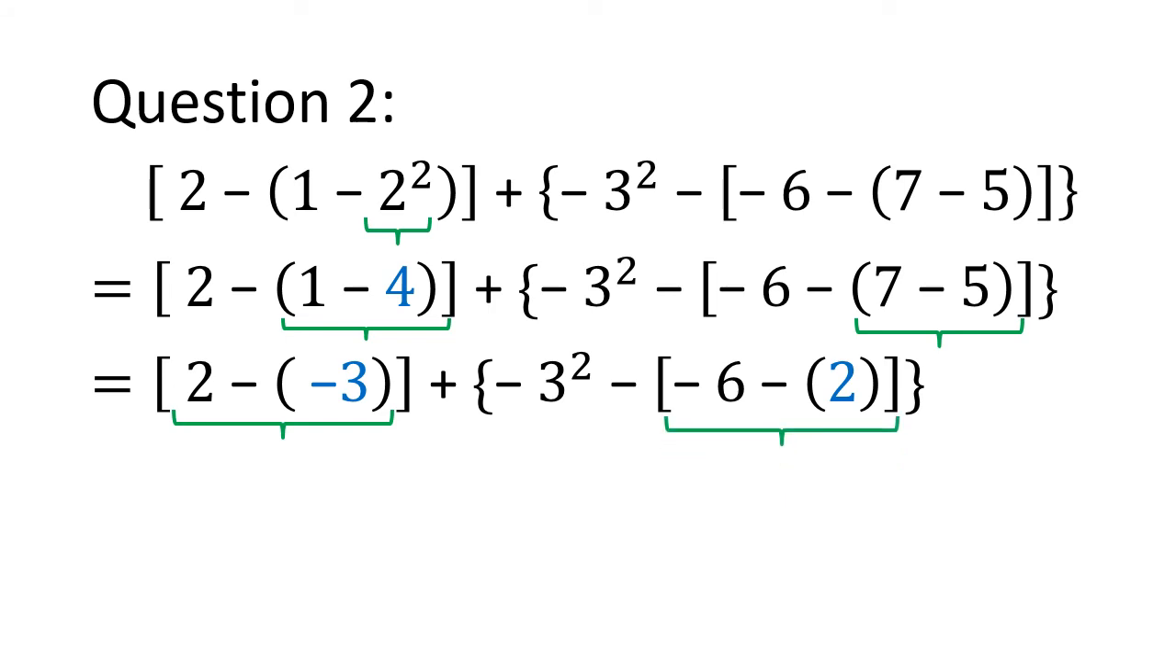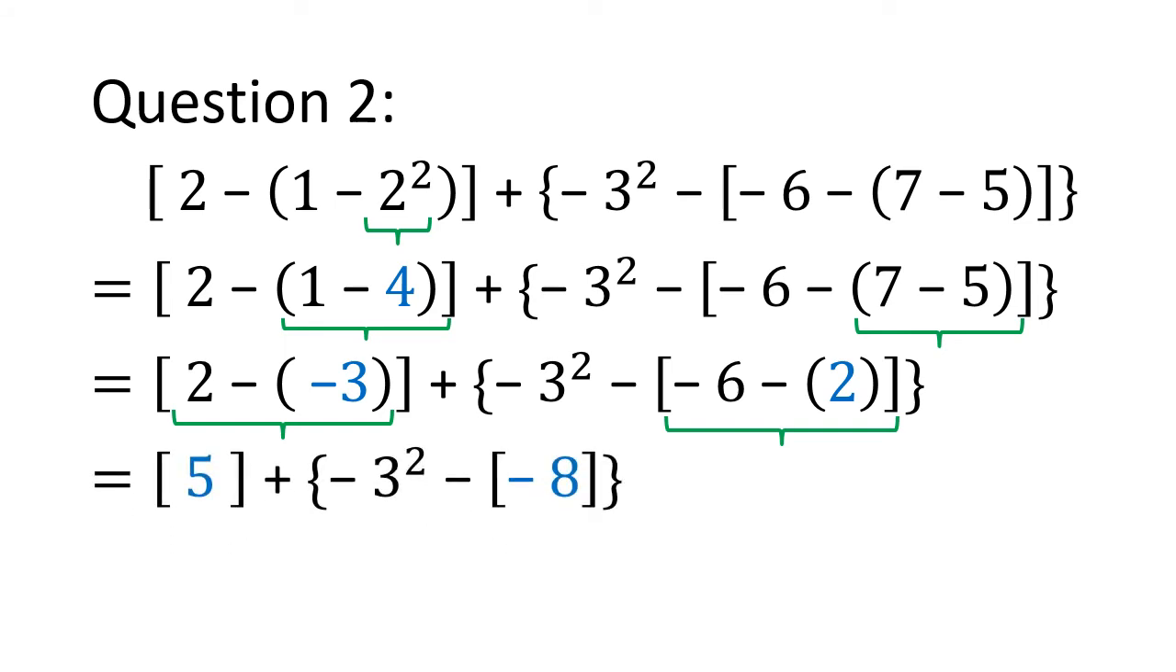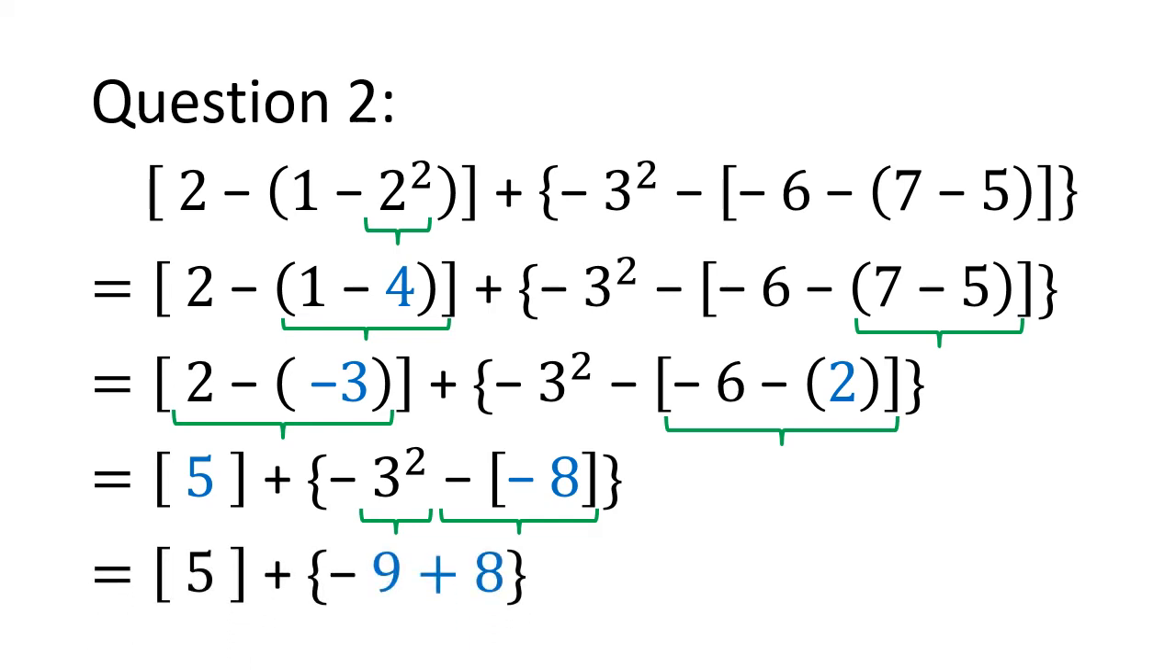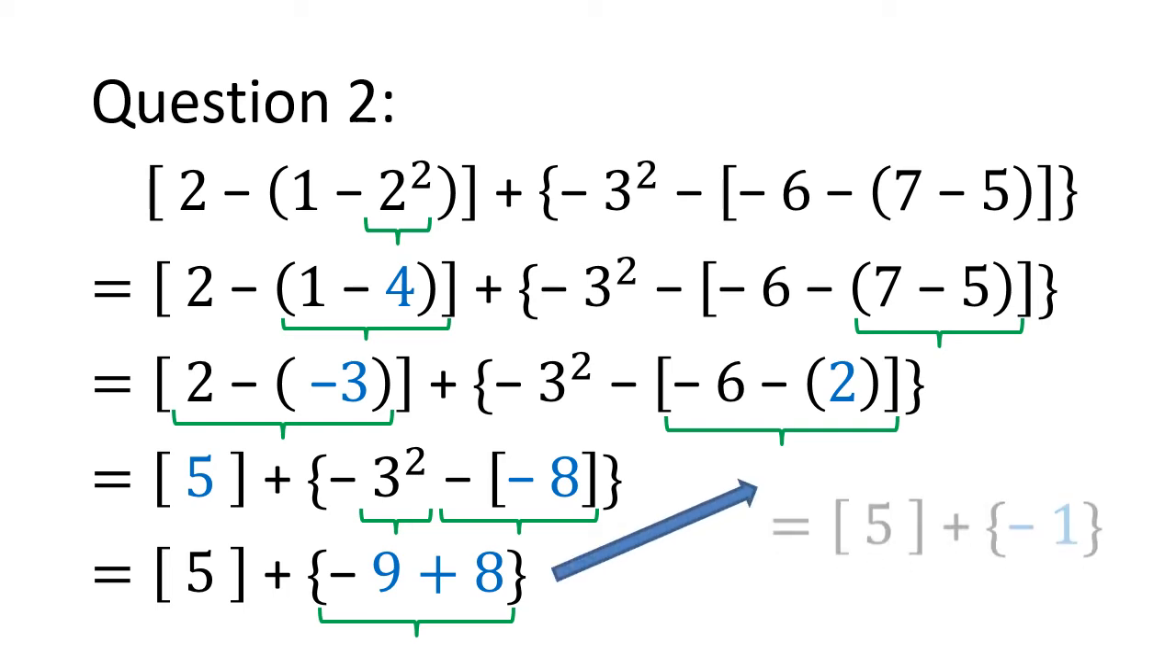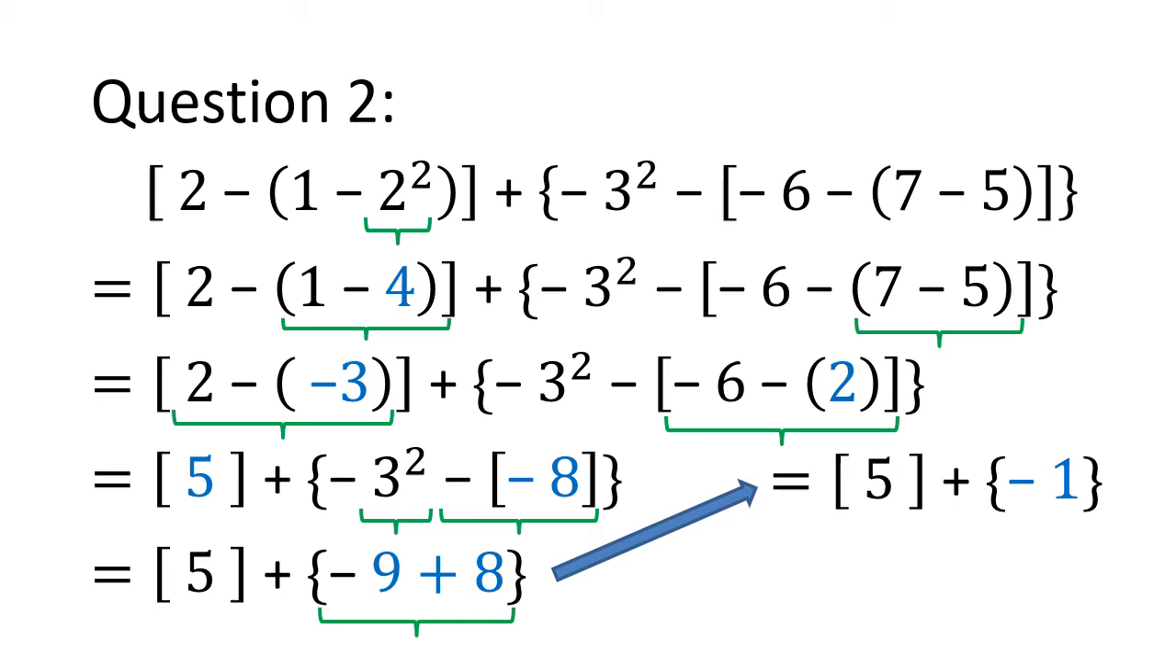Then we have bracket 5 plus brace negative 3 squared minus bracket negative 8. Now we have an exponent 3 squared, which is equal to 9, and negative bracket negative 8 is equal to positive 8. So we have bracket 5 plus brace negative 9 plus 8. Now negative 9 plus 8 is equal to negative 1. We now have bracket 5 plus brace negative 1. So the final answer is 4.